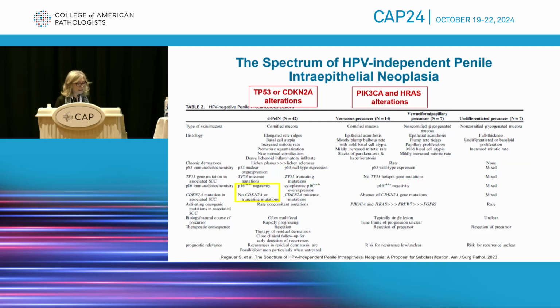With regard to P16 and CDKN2 alteration, CDKN2A is actually the gene for P16. In the DPIN class, there are cases that can be P16 negative with no CDKN2 mutation or a truncating mutation, and others that have CDKN2A overexpression. And this is our index case, right? Because this looked at DPIN with positive cytoplasmic and nuclear P16. And these have a missense mutation for this gene. In the verrucous precancers, there are none of these mutations, and there are mixed mutations in the undifferentiated forms.